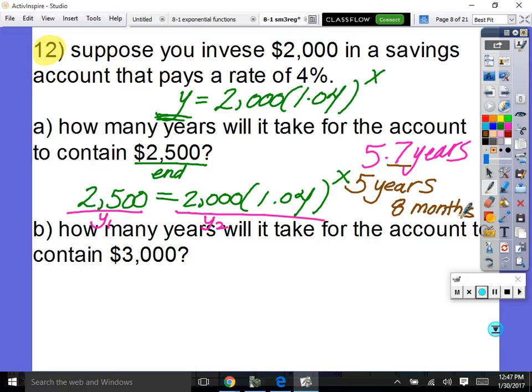Okay. So now it says, how many years will it take for the account to contain 3,000? So instead of 2,500, we're putting 3,000. So now I want you to go to your calculator, go to Y1, change that to 3,000, and do the second trace again.